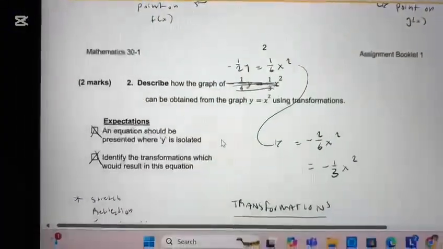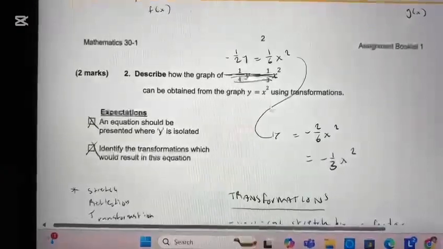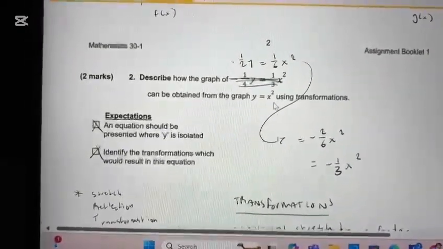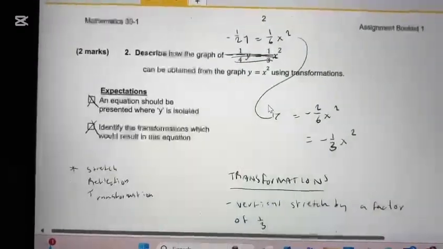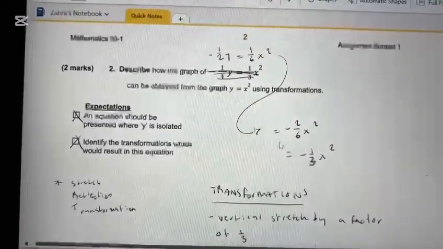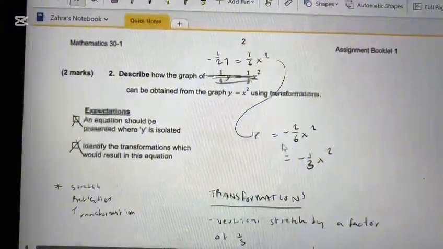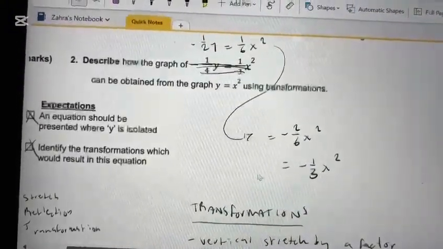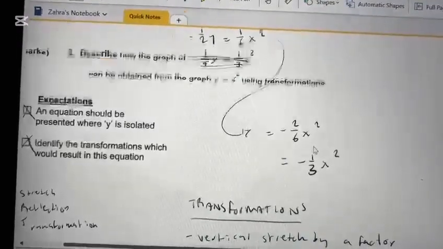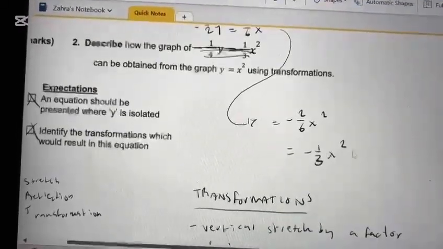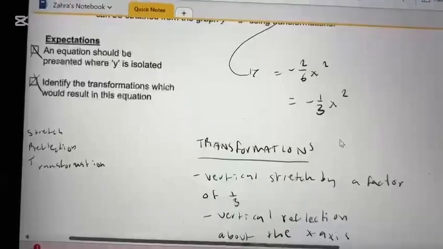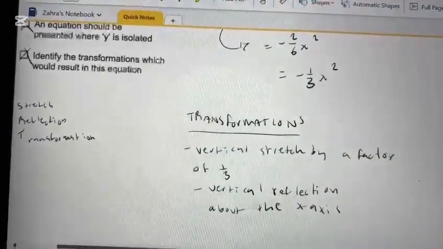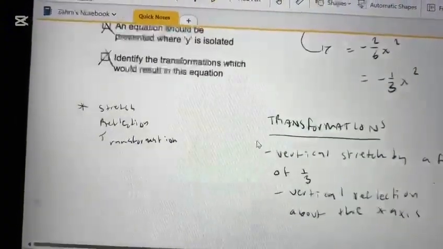And for the next question, 2, we describe how the graph of this equation can be obtained from the graph of x squared. So here we're just bringing it to one side. I forgot to write y is equal to, but that's what I meant, that y is equal to this equation. So the transformations we have here is a vertical stretch by a factor of 1/3 and a vertical reflection about the x-axis.